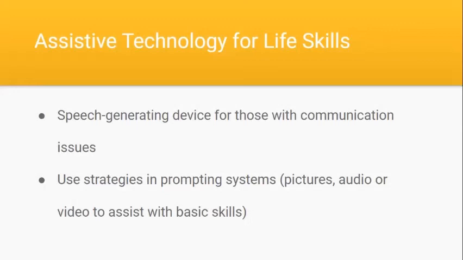in order to help them speak and say what they want to say. And then another strategy in order to help them with life skills is the same thing that we use for prompting systems, which is pictures, audio, or video, in order to help them with those basic skills.